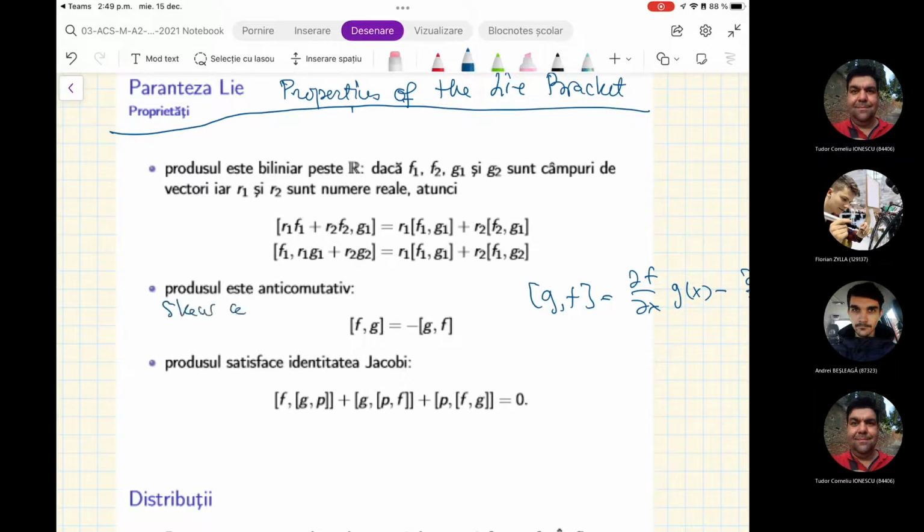Skew commutative or anti-commutative. And also the bracket satisfies some sort of additional property called the Jacobi identity. So if you have three vector fields f, g, and p, then you get this relation: f Lie bracket with the Lie bracket of g and p, plus g and so on. This is 0.